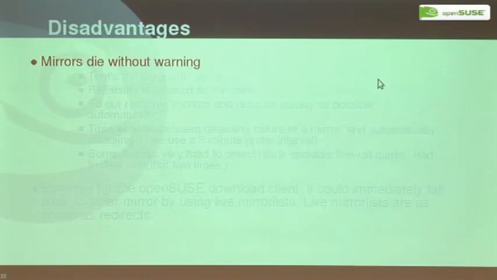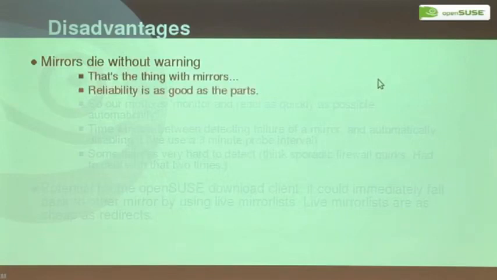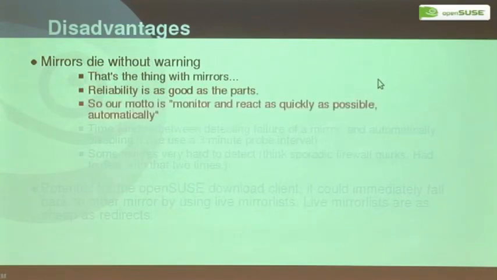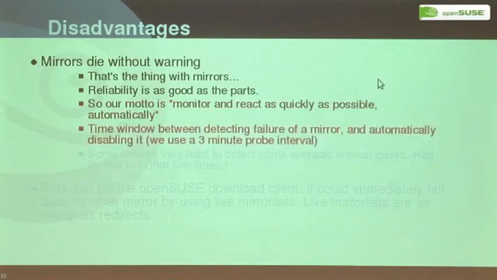Disadvantages are that mirrors die without warning. Mirrors break all the time. It's just natural. And the reliability of the entire framework is only as good as the mirrors. So what we do is we monitor the mirrors as closely as possible, and if one mirror fails, then we disable it automatically in the database, stop redirecting to it and check back later. But there's a certain time window between the time we detect the failure and actually disable the mirror, because we can't check it all the time.